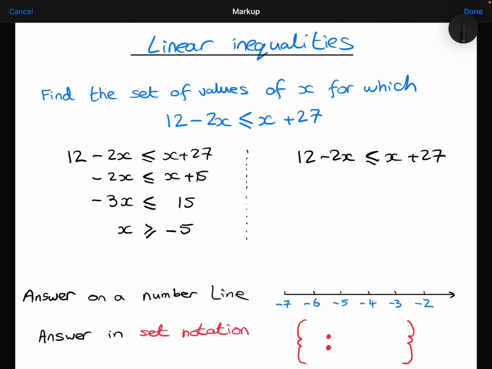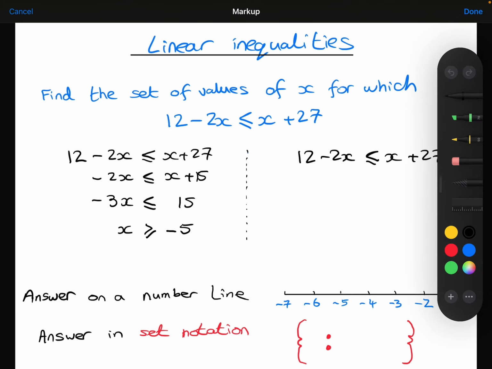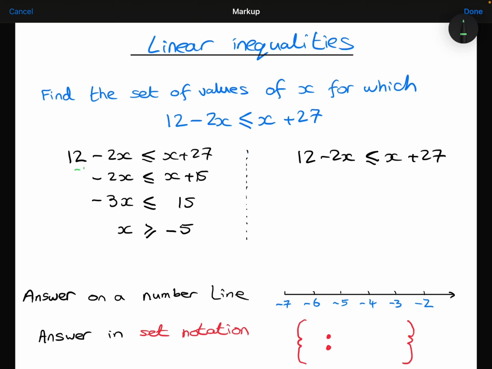This question asks us to find the set of values of x for which 12 minus 2x is less than or equal to x plus 27. You can see on the left-hand side, we've got a worked answer there. This person has subtracted 12 from both sides first. Then we can see that they have subtracted x from both sides. And then to go from this stage to this stage, they've divided by minus 3, and they have correctly swapped the inequality around. So they've got the answer as x is greater than or equal to minus 5.